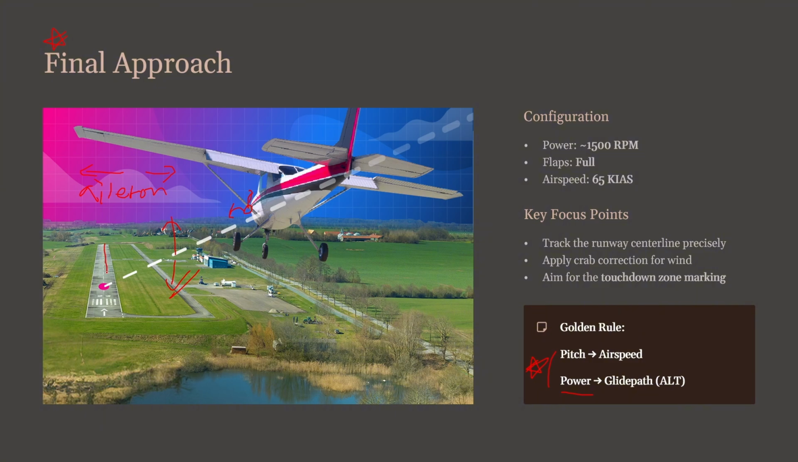Okay, cool. A simple way to think about it is: use aileron to control drift and rudder to keep the nose aligned with the runway. Does it make sense? Cool.